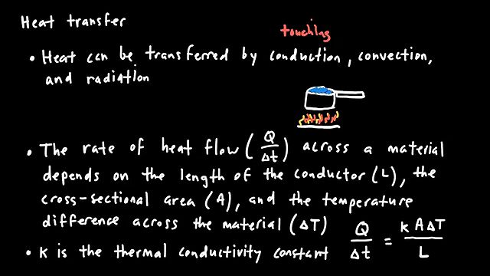Convection typically is thought of as happening with fluids, so things that can flow, where as the water heats up, some of the water at the bottom will get hotter and become less dense, and then it will go to the top, and some of the cooler water will fall down, and so we'll get convection currents flowing in the water, and that contributes to the heating.